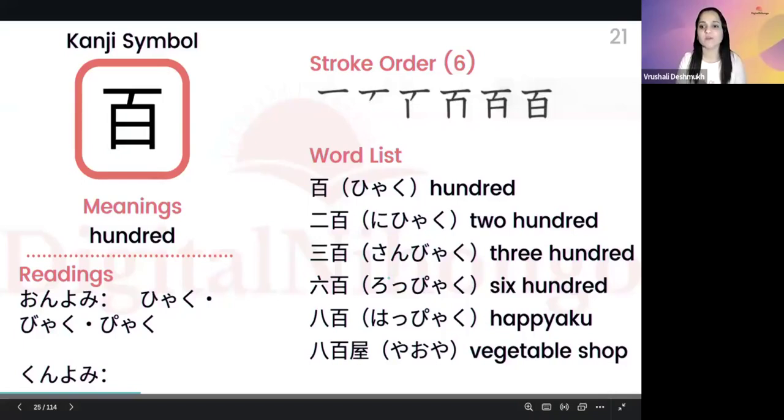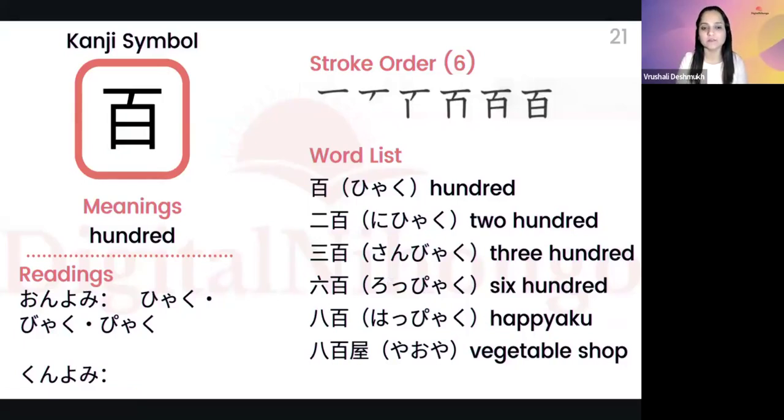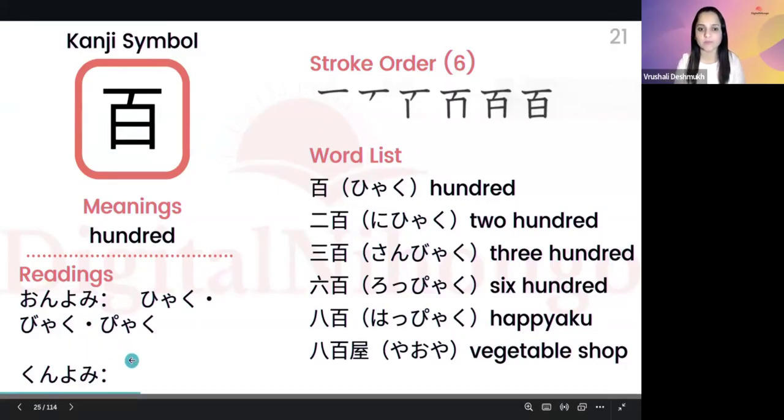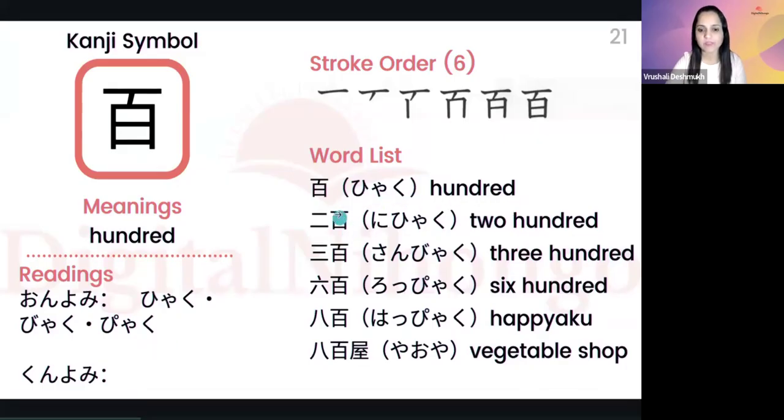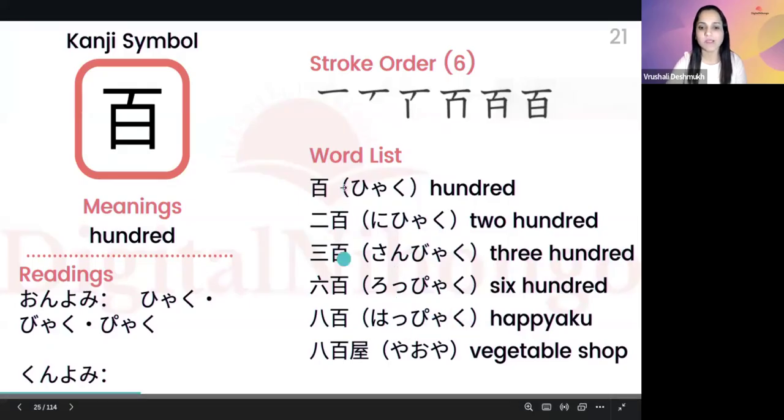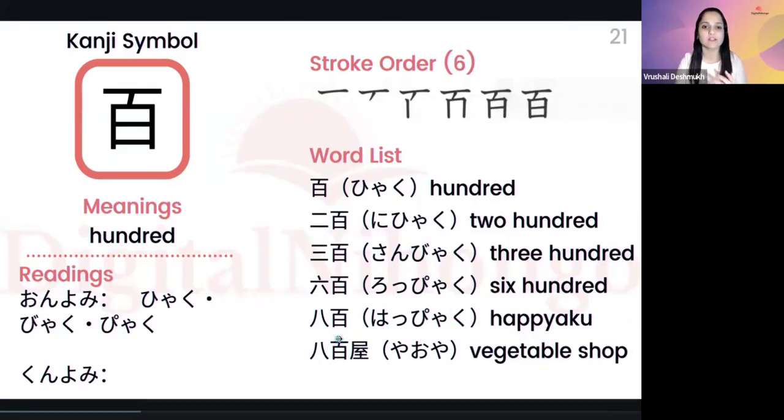The first kanji which we are going to learn today is yaku, the kanji of 100. Yaku, Byaku or Pyaku. This kanji doesn't have any kunyomi reading. Yaku is 100. Niyaku, Sanbyaku, Ropyaku, Hapyaku. We have learned these words when we learned how to read numbers. Right. So Sanbyaku, Ropyaku, Hapyaku. Here it becomes different.